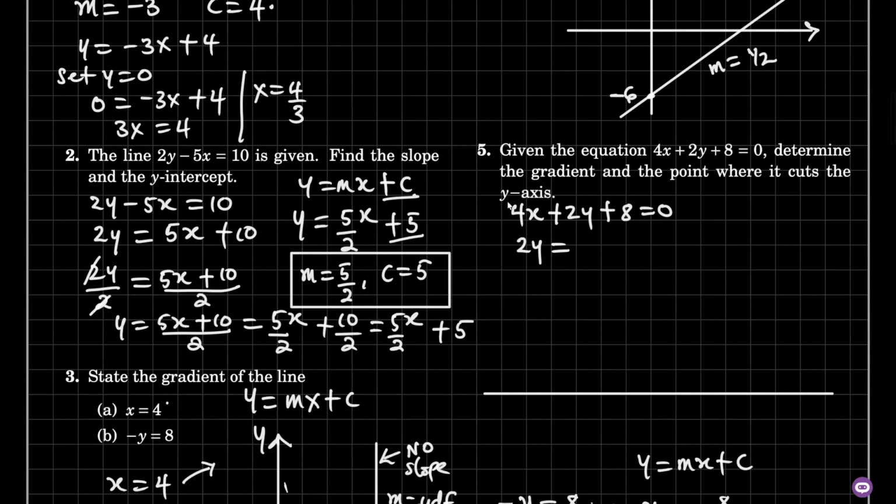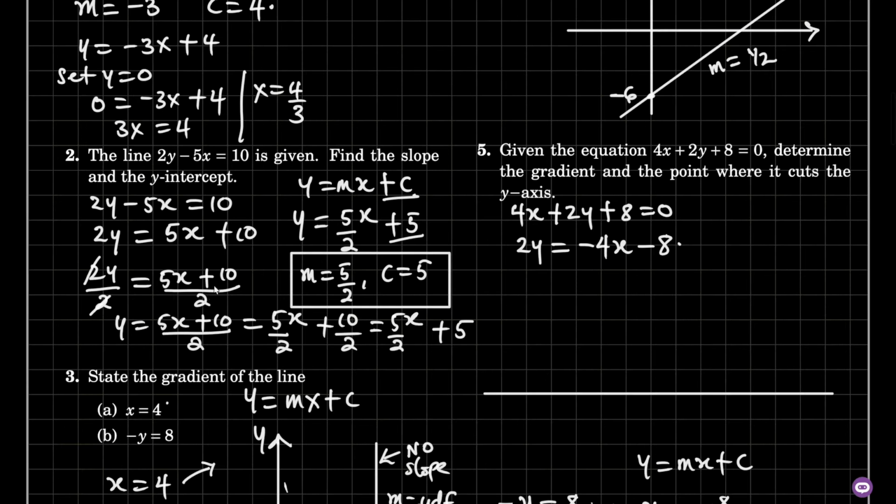Then we take the 4x here to the other side, so it becomes negative. And we take our plus 8 to the other side again, it also becomes negative. Remember that the coefficient of y must always be unitary, that is, it must be 1. So which means that we divide through by 2.